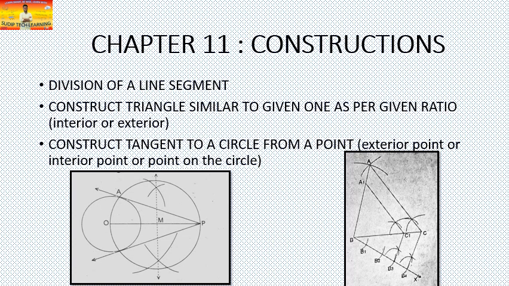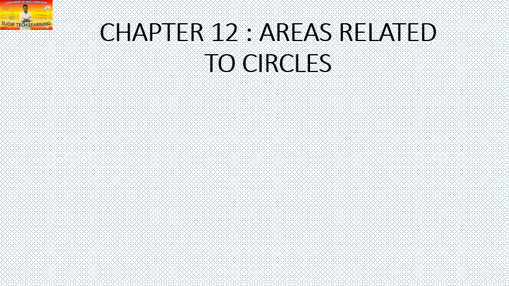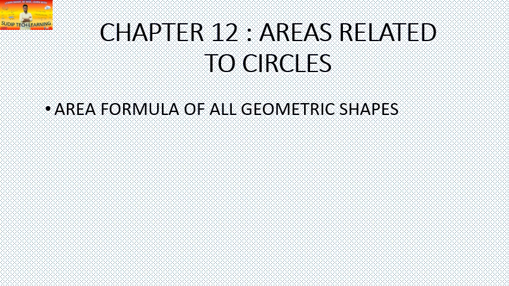Now, from a point you have to draw a tangent to the circle. That point can be inside the circle, outside the circle, or on the circle itself. There are different types of methods which are already told to you by your teachers. You just have to study and know them, and in a 3 marks question, you can easily get those 3 marks.